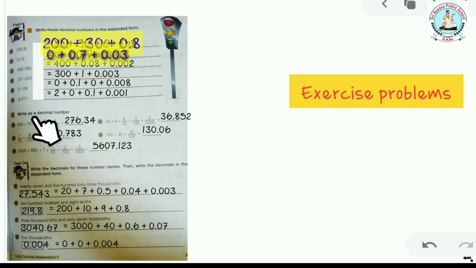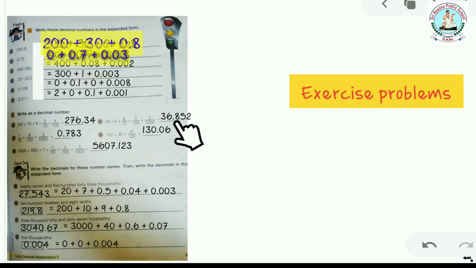Next, write as decimals. The expanded forms are already given here, so we need to write their decimal numbers. The whole part 276 we write first, and then 3 and 4. 3 is in tens place and 4 is in hundreds place. So 36 is the whole part, so we write that first, 36.